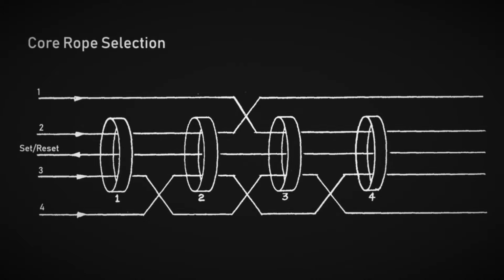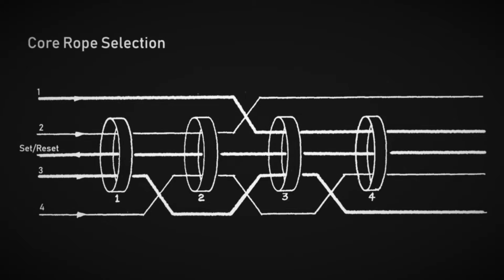In order to change the magnetization in core 2, we must switch on inhibit lines 1 and 3 at the same time as the reset set line. Again, only the core we want to magnetize is not threaded by the inhibit lines, and thus the magnetization of core 2 changes due to the current in the set reset line.